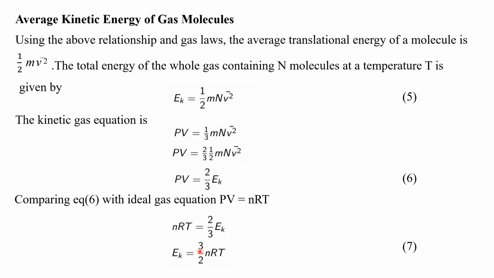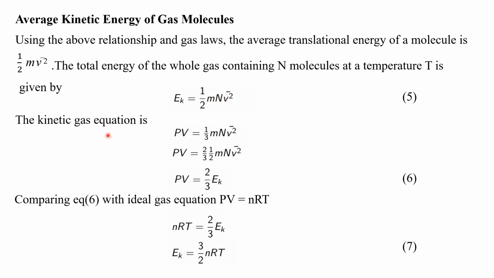Then what is the average kinetic energy of gas molecules? Using the above relationship and gas laws, the average translational energy of a molecule is half m V squared average. The total energy of the whole gas container containing n molecules at a temperature T is given by this expression. So Ek is half m V squared average for each particle, times n, the number of particles.